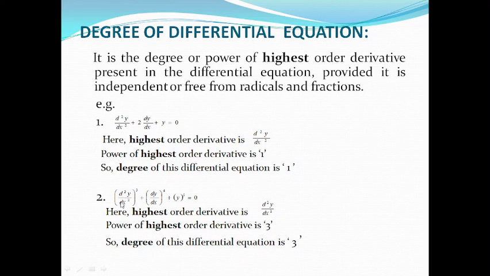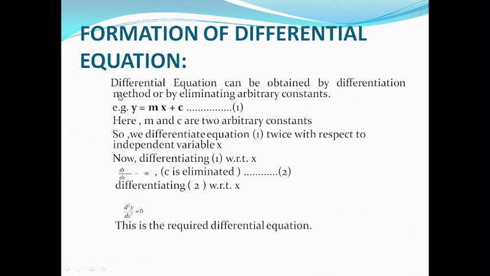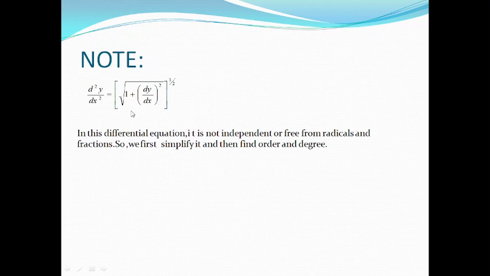On the other hand, one more example is (d²y/dx²)³ + (dy/dx)⁴ + y⁵ = 0. Here y is differentiated a maximum of 2 times and its power is 3. So the highest order is 2 and the power of the highest order is 3. Therefore, the degree of this differential equation is 3. Here one more example is given in which it is not free from radicals. So first of all we have to free it from radicals or powers in fractions. So d²y/dx² equal to this.